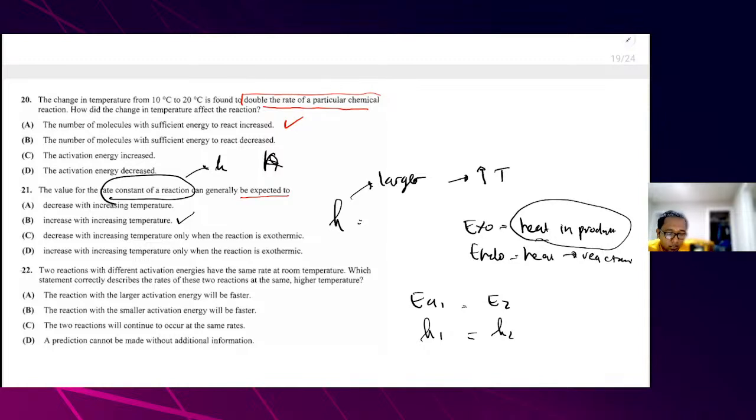So number 22, if we have larger EA, it will be faster, right? It will be faster, because we have more energy to make it happen.